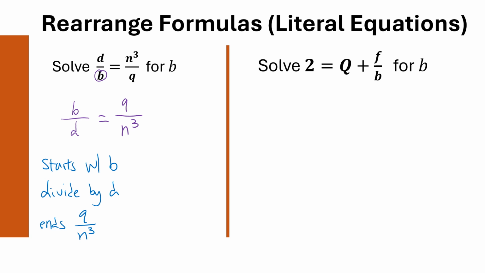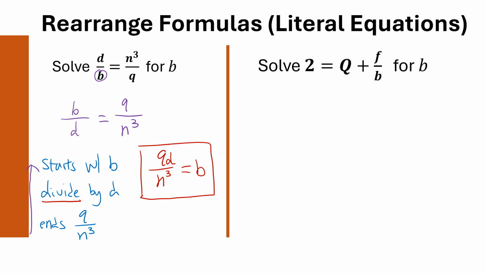So now you're going to go backwards and do everything the opposite. So we're going to start with q over n to the third power, and instead of dividing by d, it's being multiplied by d, and then it ends with b, and that's the equation for the value of b. So let's try the next one.